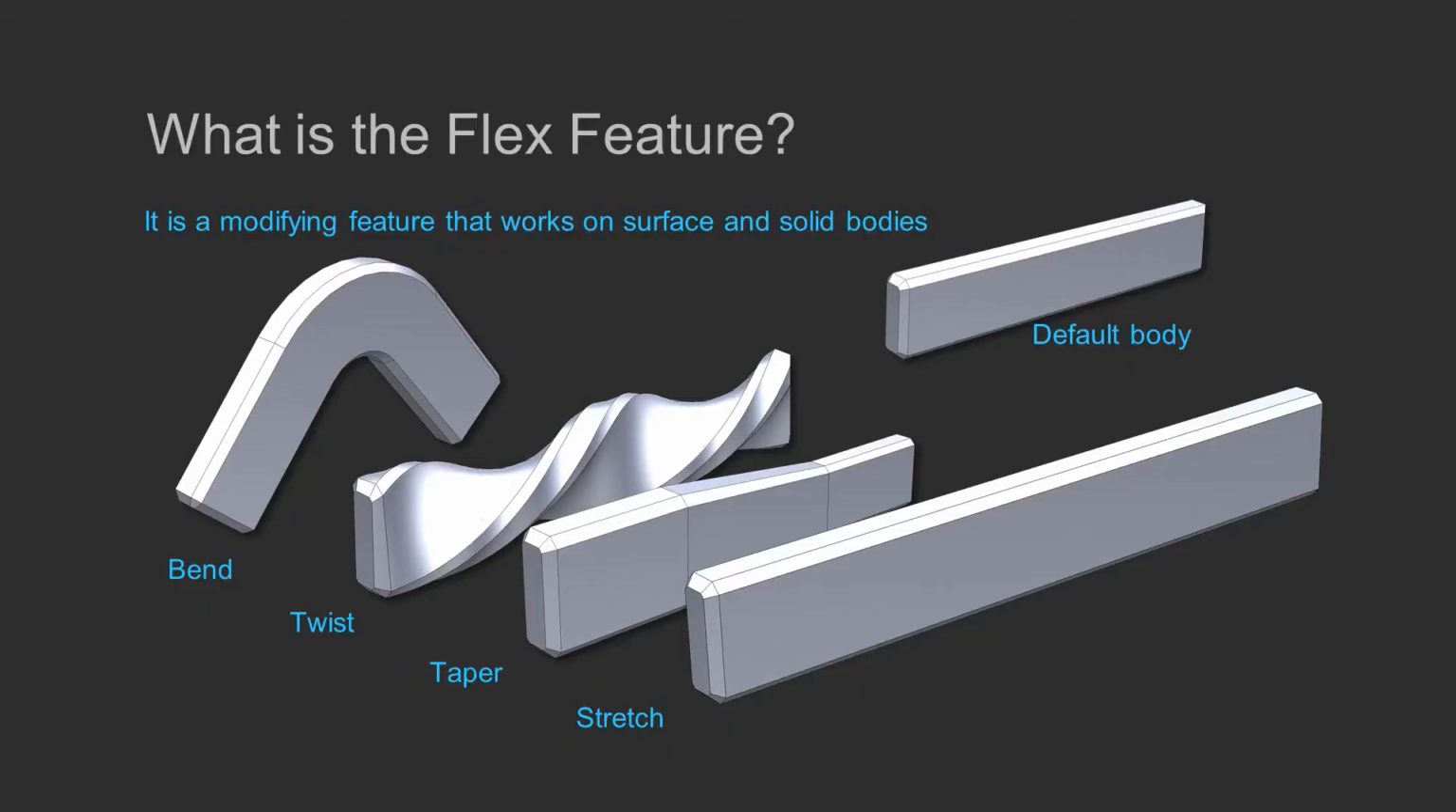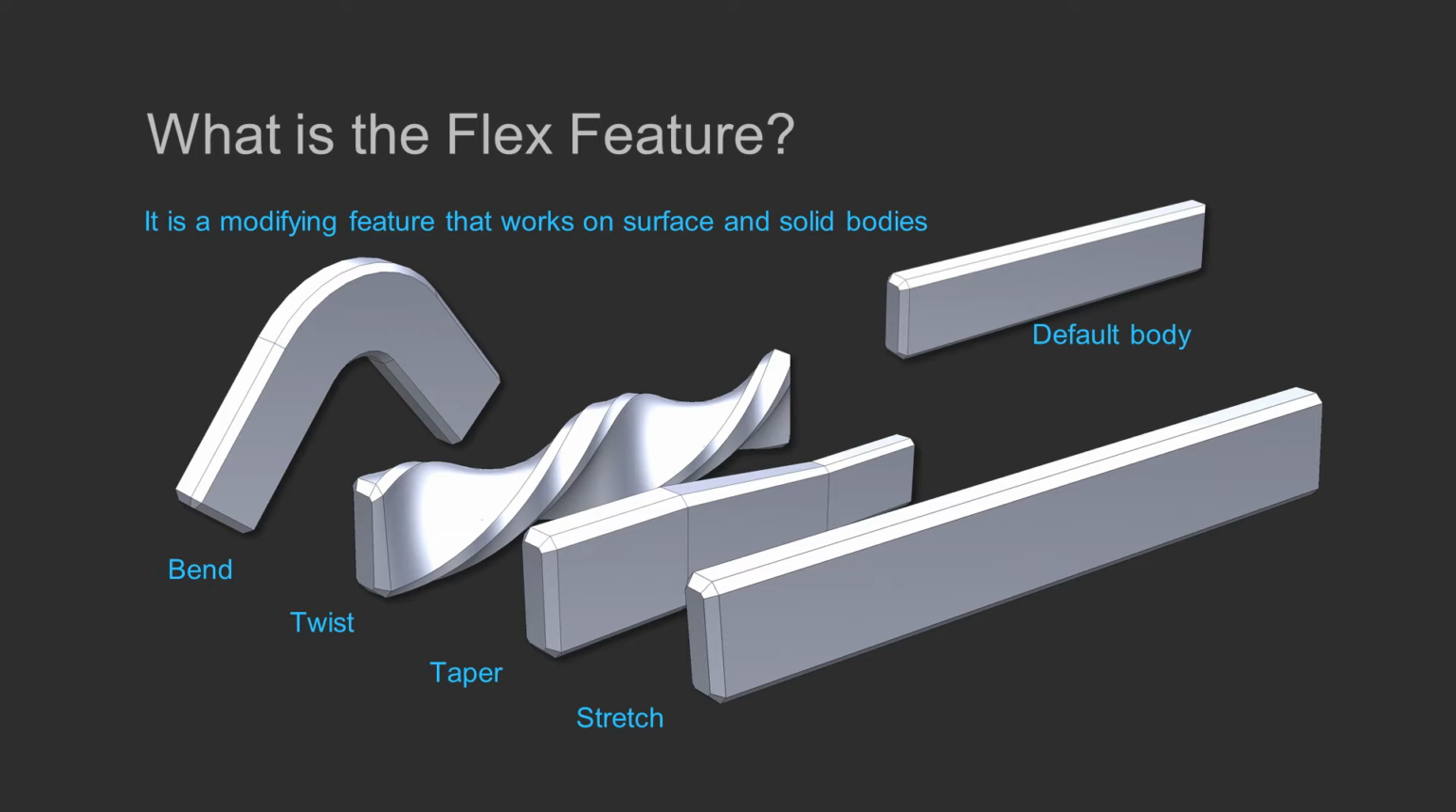So the Flex feature is really not a model building feature, but it's a model modifying feature. That is, it'll work on just existing surface or solid bodies. And it has 4 different options for flexing your part. Probably the most popular one would be bend. And then as you move down the options, you have the ability to twist by a number of degrees. You can taper your model and you can stretch your model.